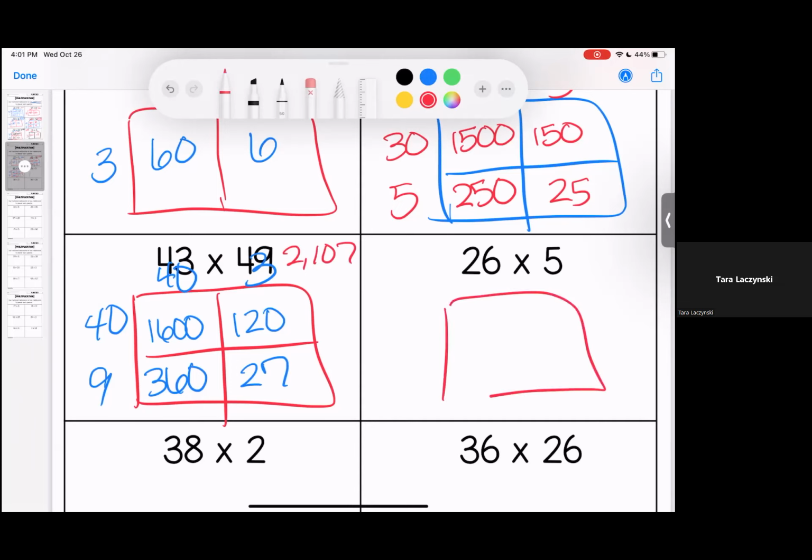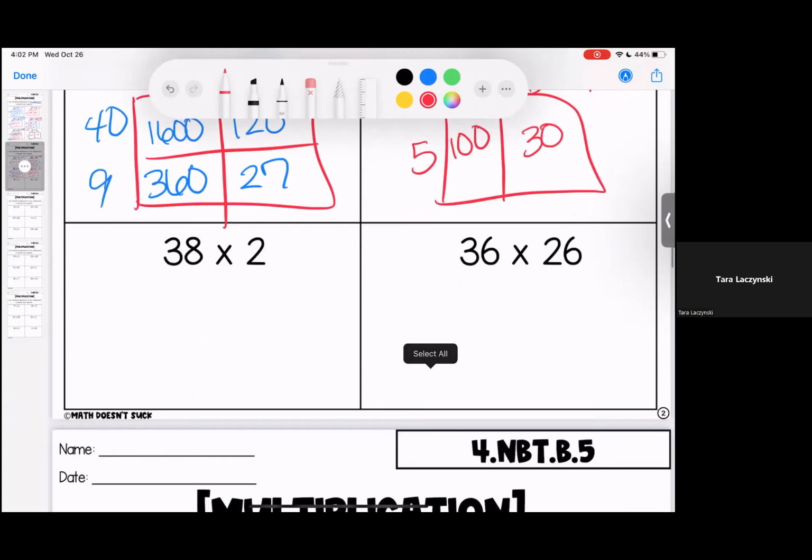26 times 5, 26 and 5. 5 times 2 is 10. We have a 0. 5 times 6 is 30. If we add these up, we would get 130. 26 times 5 is 130.